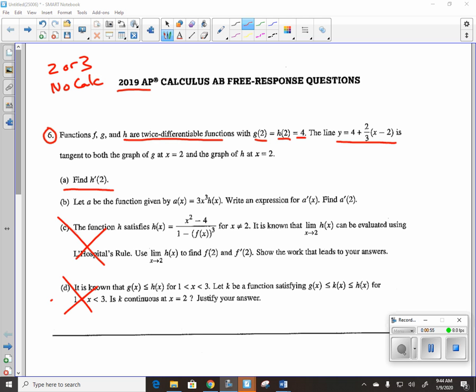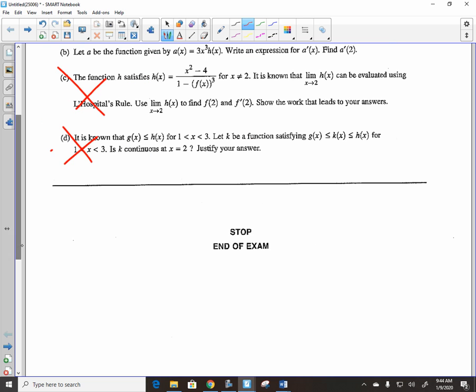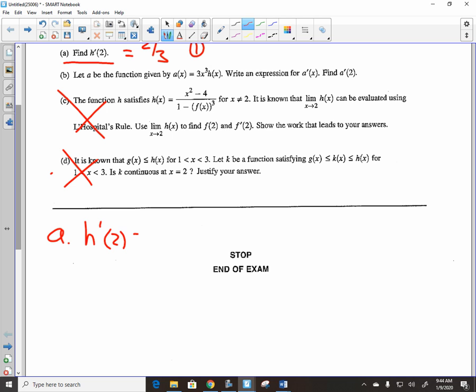It says this is the line tangent to the graph. Well, if this is the line tangent, then this slope is the same as the derivative. So simply h prime of 2 is equal to 2/3. That's all you had to do. If you got that, you get 1 point. So for letter A, h prime of 2 is equal to 2/3. Why? Because that's the slope of the line.